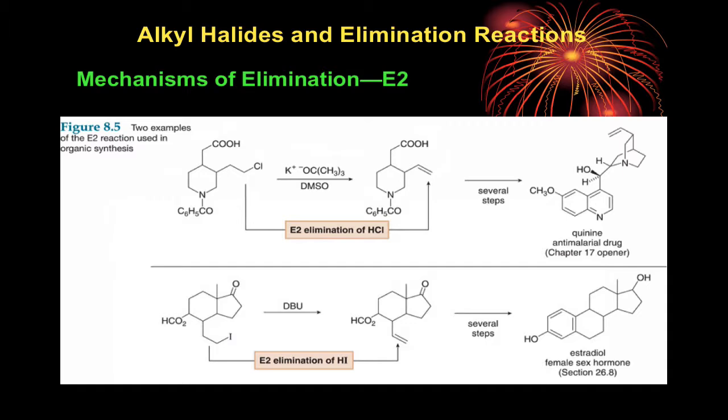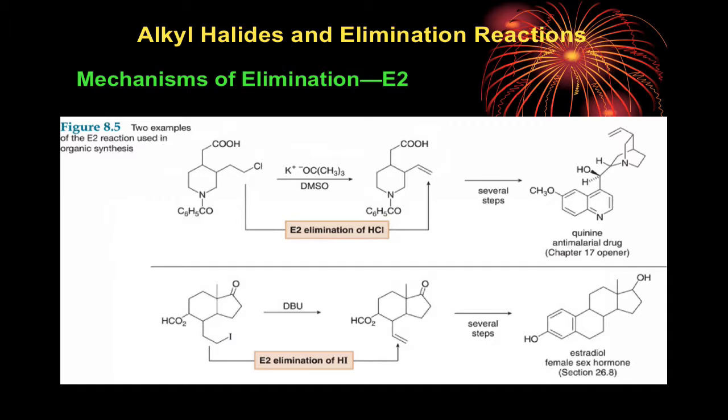So here's a couple other examples of using eliminations that you learned about as a sophomore to do real things with. So for example, starting with this molecule, right? What kind of alkyl halide is it? It's primary. We're going to do an E2 elimination. We're going to get this alkene. What's DMSO?